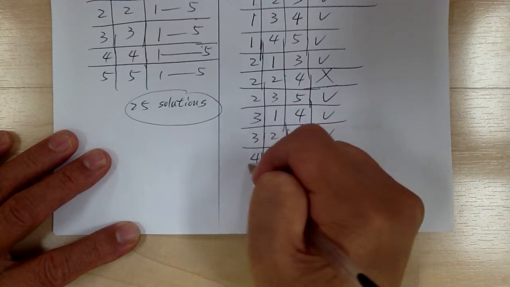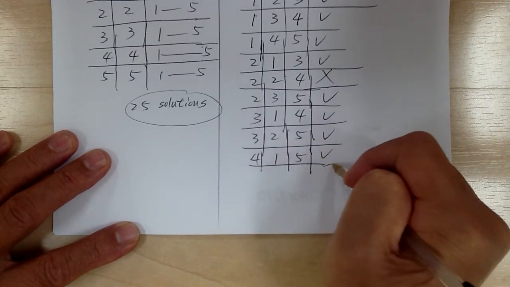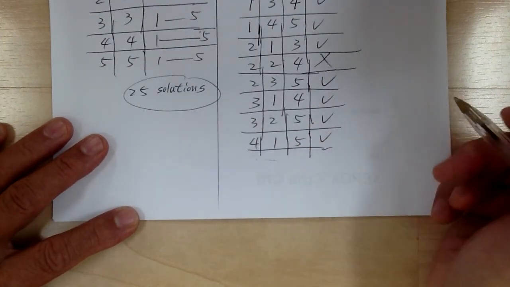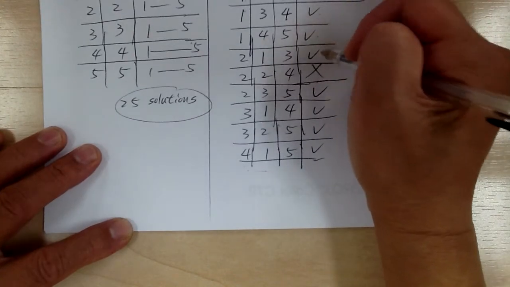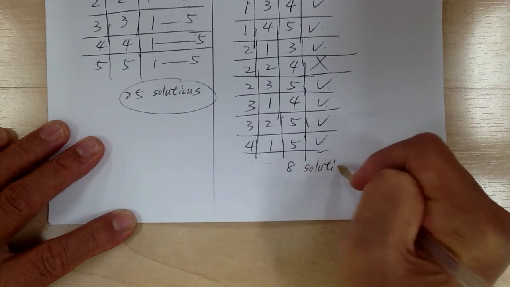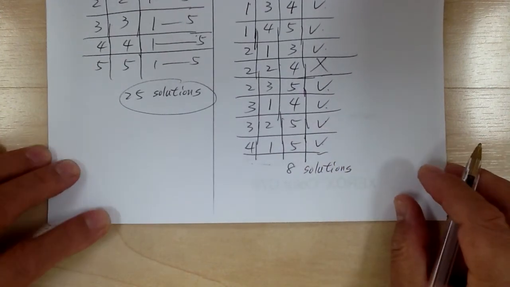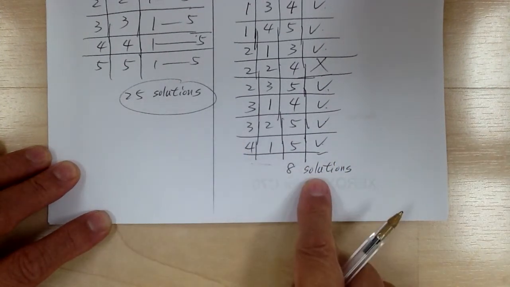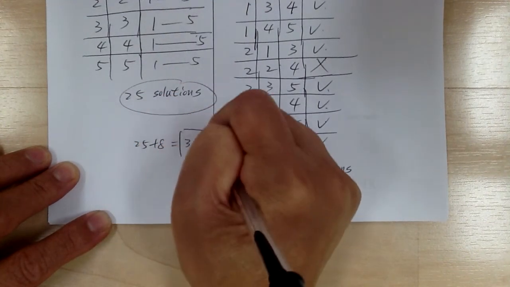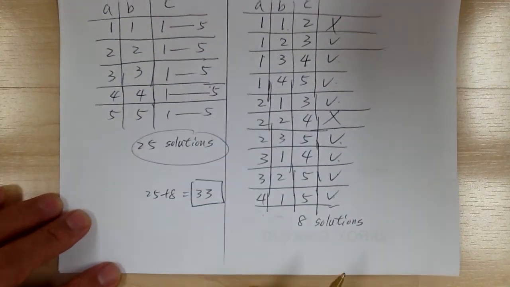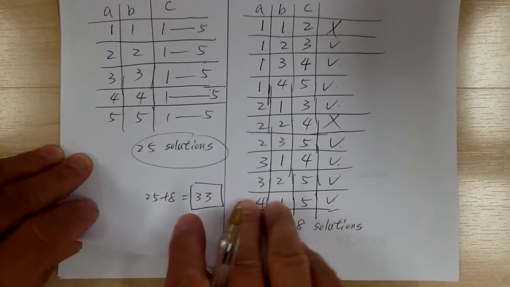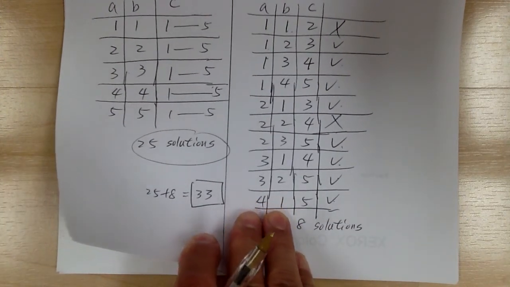Then you go 4-1-5, so that one is good. Now you cannot go 4-2, and you cannot go 5-0, there's no 0, right? So that's it, so let's count them. 1-2-3-4-5-6-7-8. So this one has 8 solutions. And so 25 plus 8 will give you 33. So there are a total of 33 solutions to this equation. Okay, let's go to the next one.